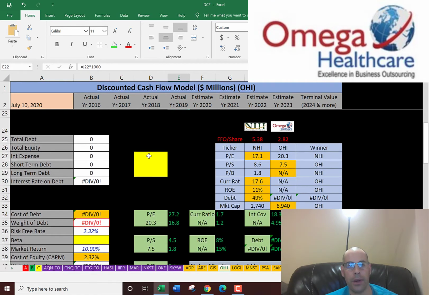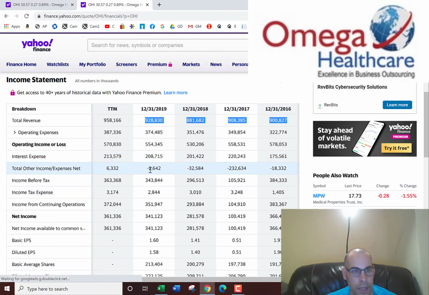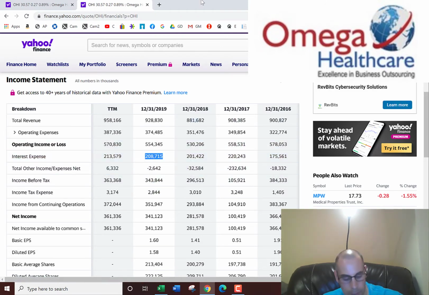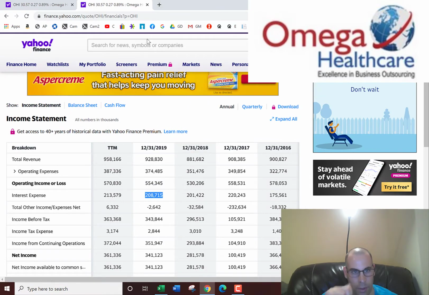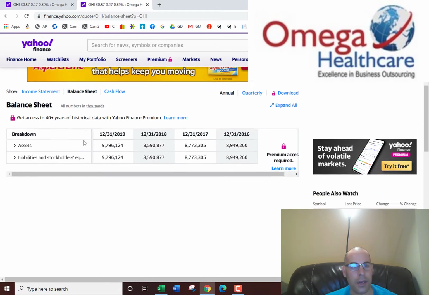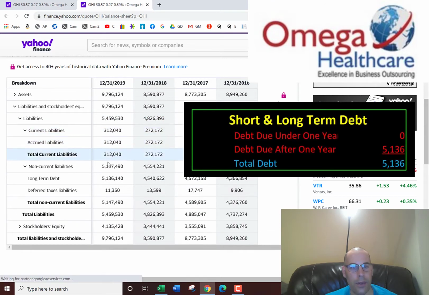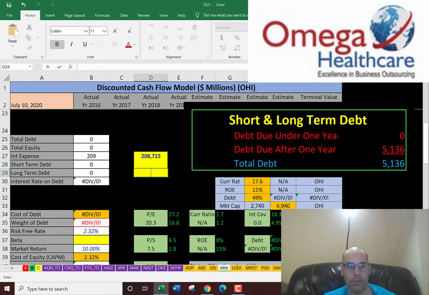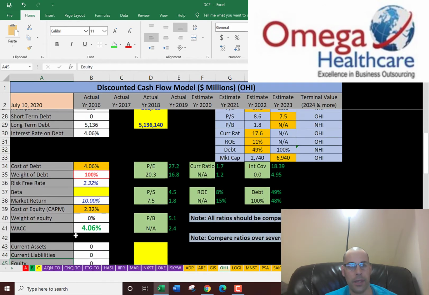Let's look at the capital structure so we can figure out the discount rate to apply to the future cash flows. They pay $208 million of interest on their debt. And let's find out how much debt they have. We'll go to the balance sheet, go to the liability section. No current debt. Long-term debt of $5.1 billion. That's debt due after 12 months. They pay 4% interest on the debt. That's their cost of debt.